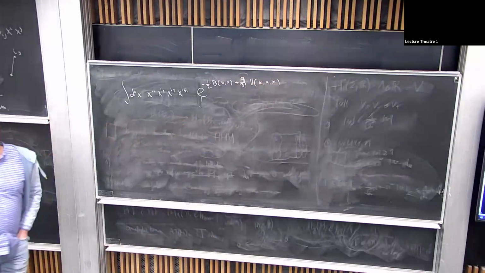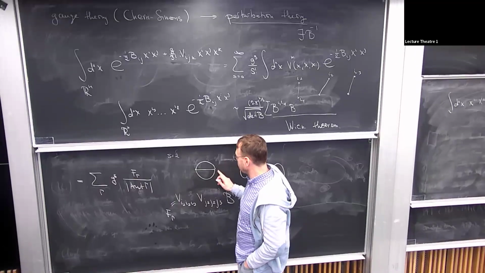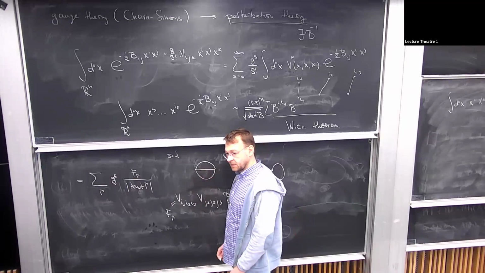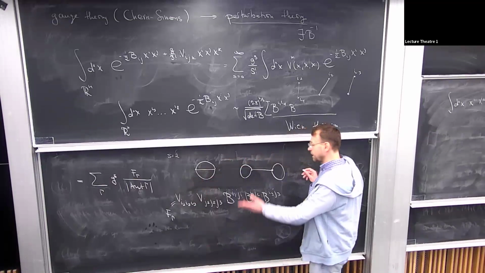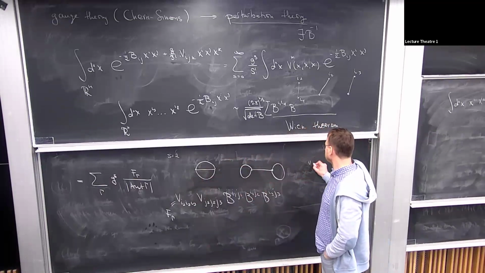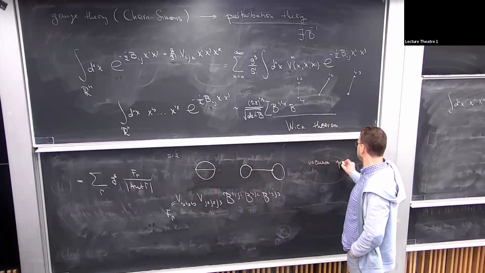So this summation is over which graphs? This is summation over trivalent graphs without external edges. This is, for example, what Chern-Simons theory will correspond to. This is typically called vacuum diagrams or vacuum graphs.